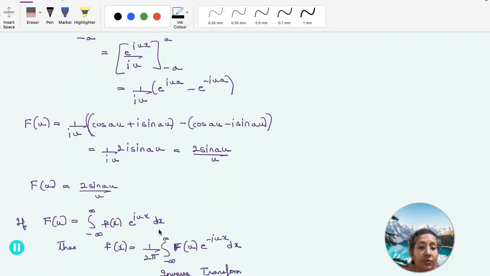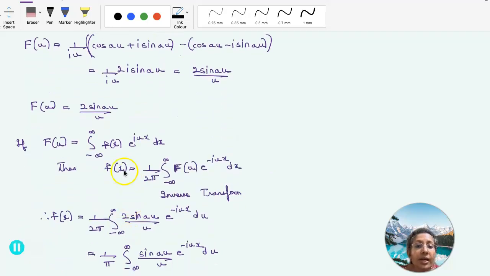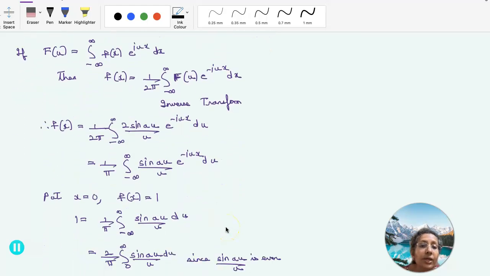So the inverse transform will be f(x) is 1 by 2 pi integral minus infinity to infinity f(u) e raised to minus iux dx. This is what we saw. So in this case, f(x) will be 1 by 2 pi integral minus infinity to infinity 2 sin au by u e raised to minus iux dx in this problem. So the 2 gets cancelled. You get integral minus infinity to infinity sin au by u e raised to minus iux dx.